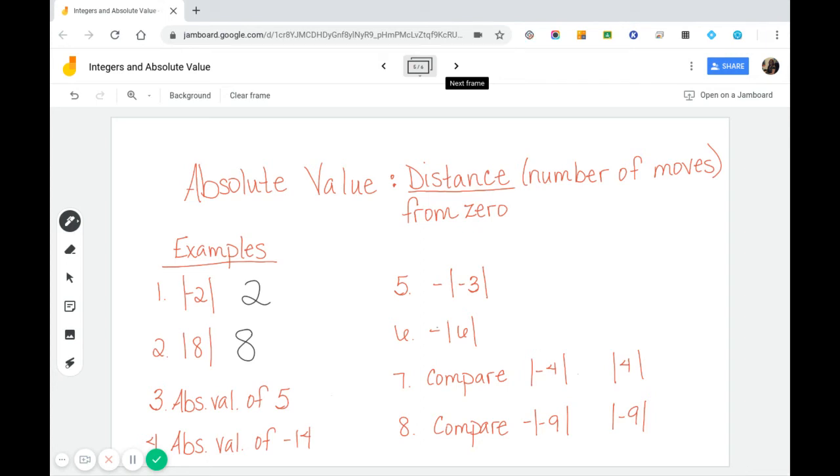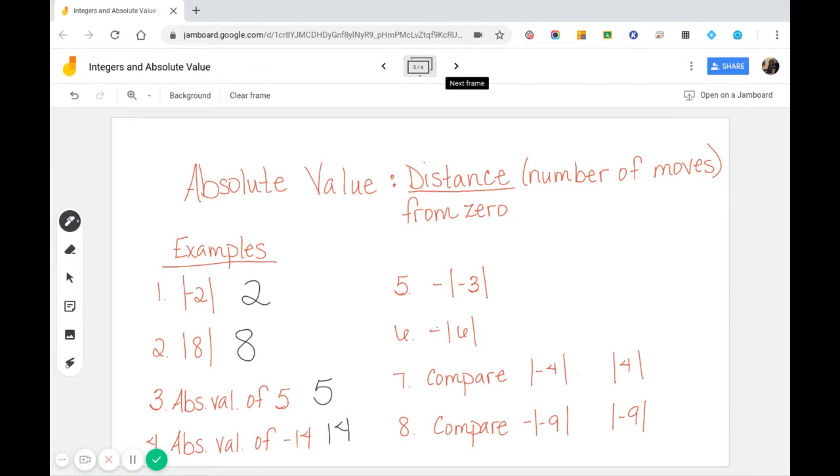The absolute value of 5 is 5. You don't need bars around your answer. Those bars are just a shortcut way of saying find the absolute value. They're part of the problem, not part of the answer. Number 4, the absolute value of negative 14. It takes 14 moves to get there.